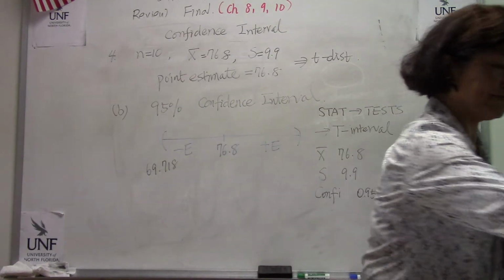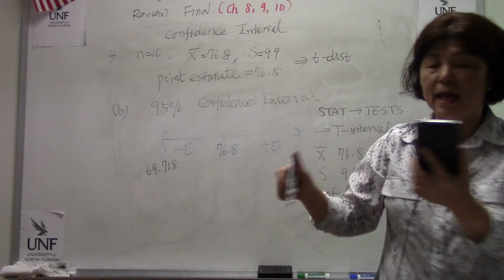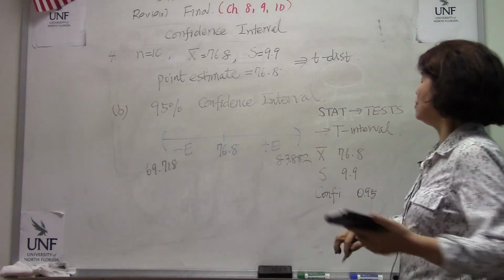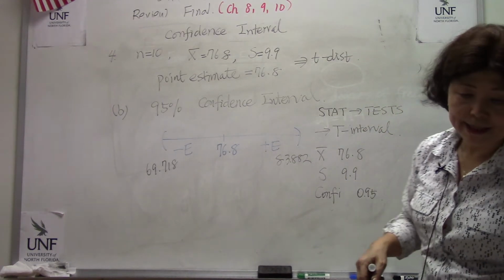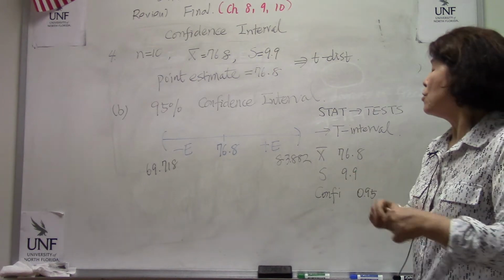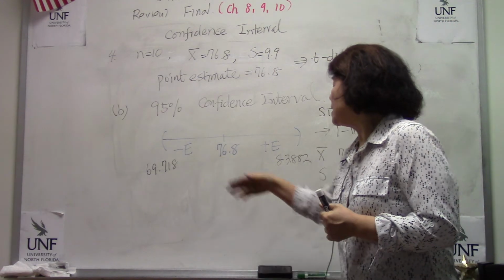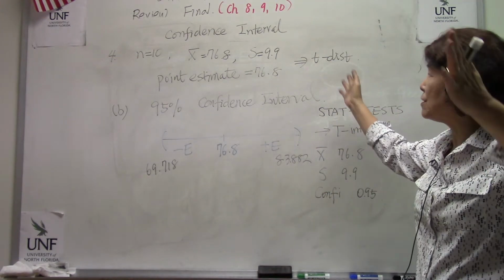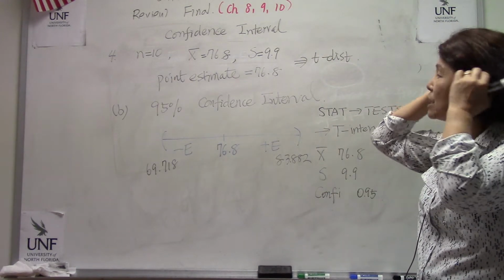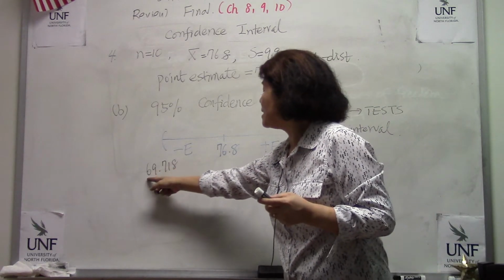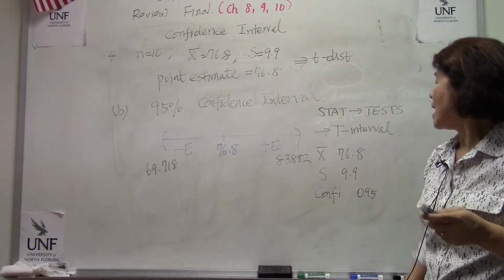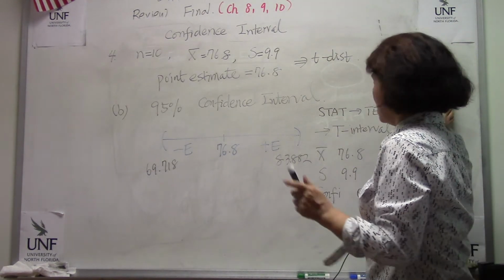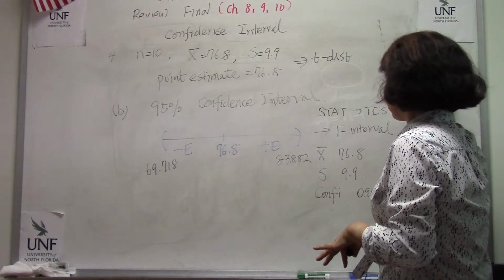Once you enter that, you are going to have an interval of 69.718 and here is 83.882. You use a calculator and then you can get that. So in other words, your sample says the mean is 76.8, but when you estimate for the entire population, the whole lecture class, the mean is between 69.7 and 83.9. That's what you would say. So this is a confidence interval.